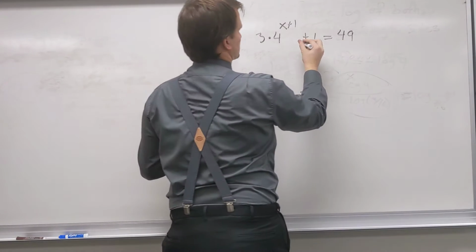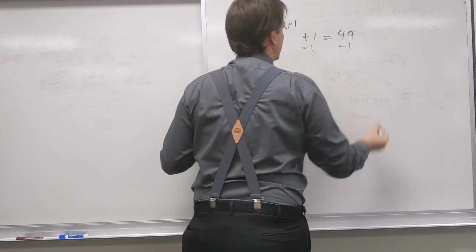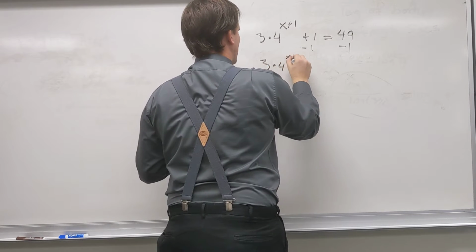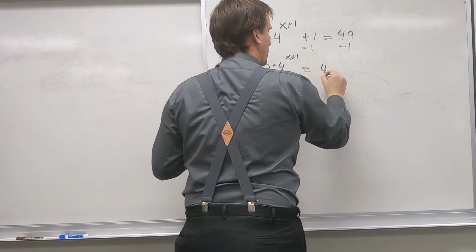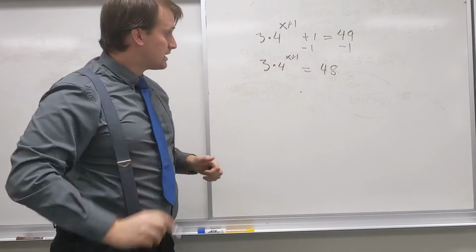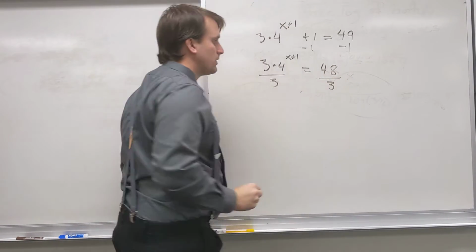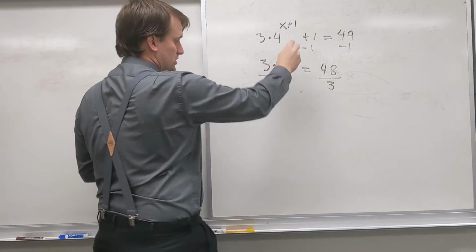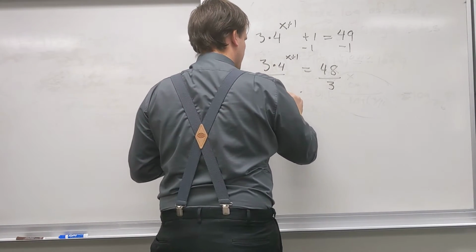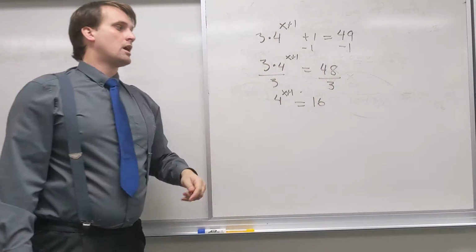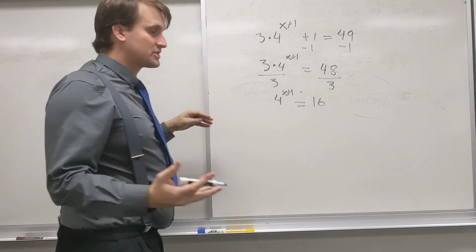So we can say, let's subtract 1 from both sides. That's easy. That gives me 3 times 4 to the x plus 1 is equal to 48 now. Now we're going to divide by 3. This gives us 4 to the x plus 1 is equal to 16. Now from here, it's in the exact same form as what we were just looking at.